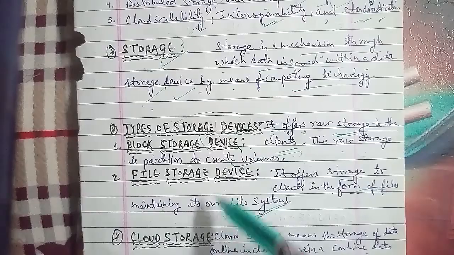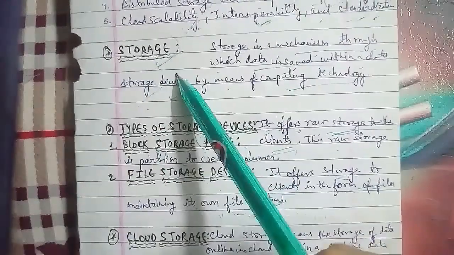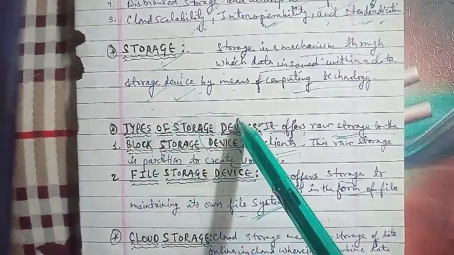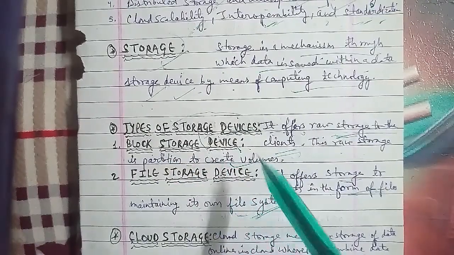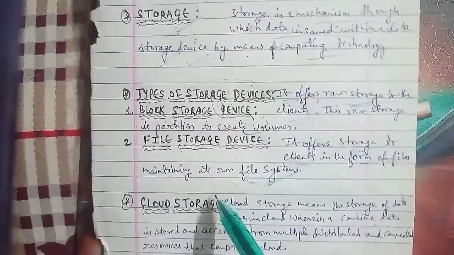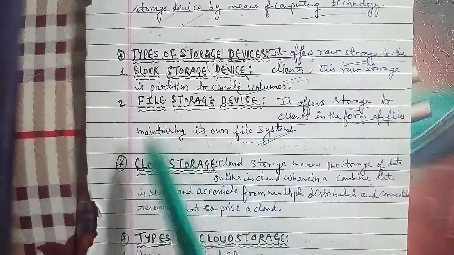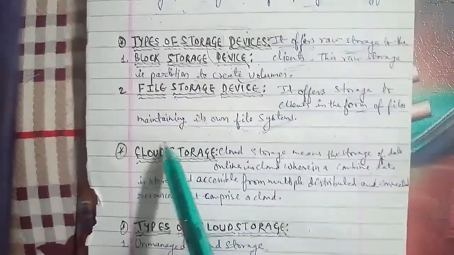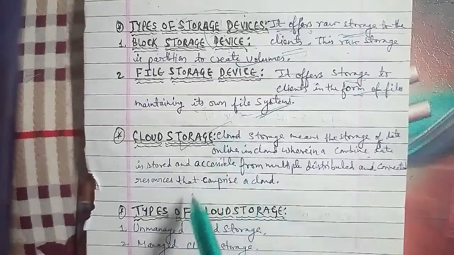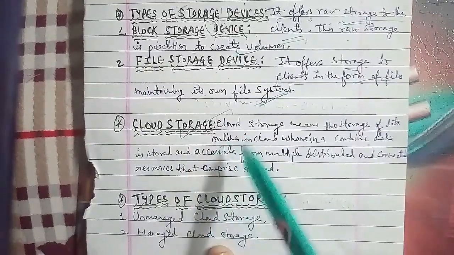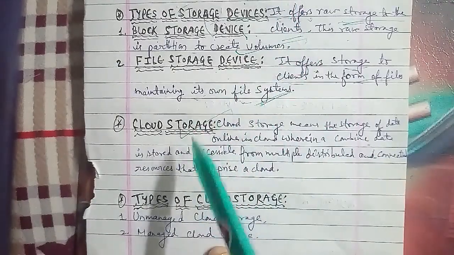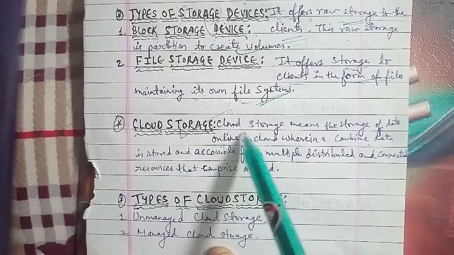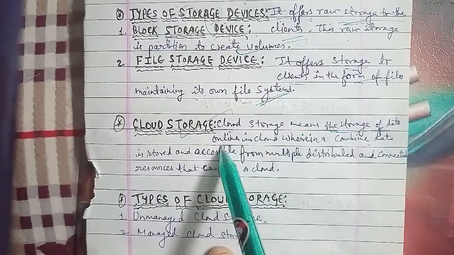Now moving on with the next one, types of cloud storage. So I think you understood what cloud storage is, and the second one is types of cloud storage. The first is unmanaged cloud storage, and the second one is managed cloud storage. So they are the two types of cloud storage. I will explain both of them, so you will deal with managed and unmanaged cloud storage.